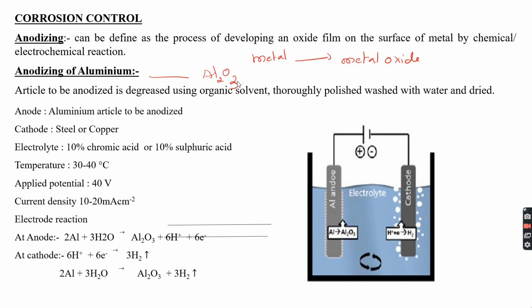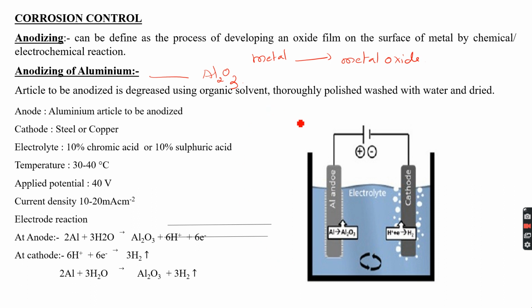In any controlling process, before carrying out the chemical or electrochemical treatment, we have to carry out a pre-treatment. We have to degrease the components, that is, if any oil, dust or grease particle is present on the article, it should be degreased using an organic solvent. Then it should be polished. If any rust particle is deposited, it should be removed by polishing. And finally you may treat with sulfuric acid. Then finally it should be washed with water and air dried. In the same way here, while carrying out the anodizing process, the article to be anodized is degreased using organic solvent, thoroughly polished, then washed with water and air dried.